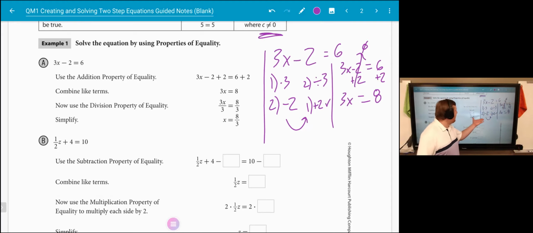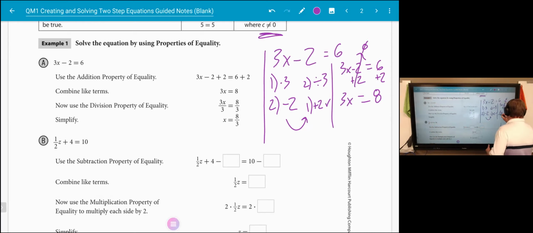Now the second undo step says I need to divide both sides by 3. Well, let's do that. And if I do that, in multiplication and division, I'm trying to get to a 1 times the variable. In addition and subtraction, I'm trying to get to 0 to get rid of it. So I'm trying to get to 1 here. Well, 3 divided by 3 simplifies to 1. This is 1x, or just x, equals 8/3.